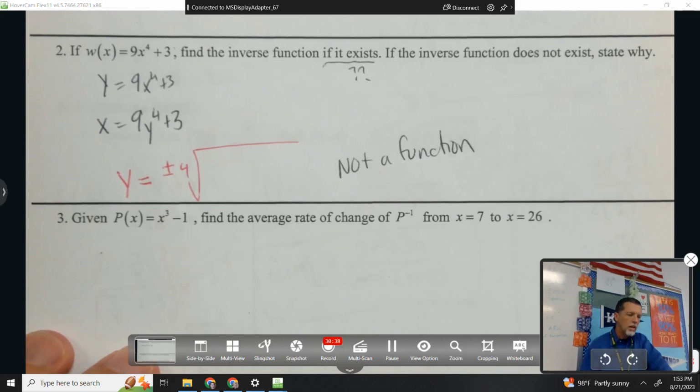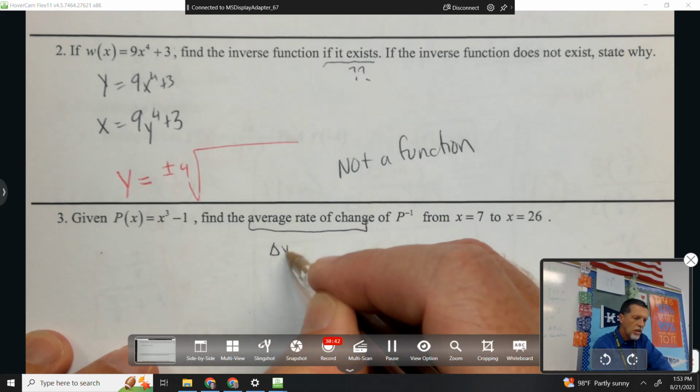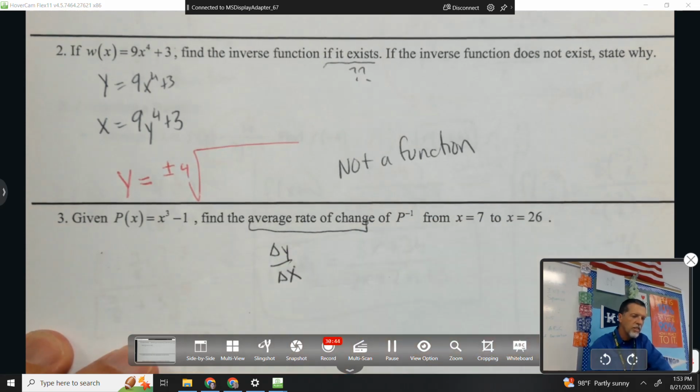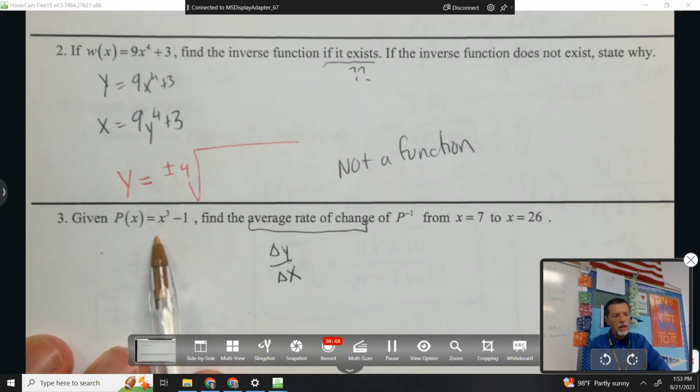Lastly, average rate of change. So that's change in y over change in x, but of the inverse. So you've got to find the inverse of p and then do the average rate of change. So it's kind of just two problems sandwiched in one.